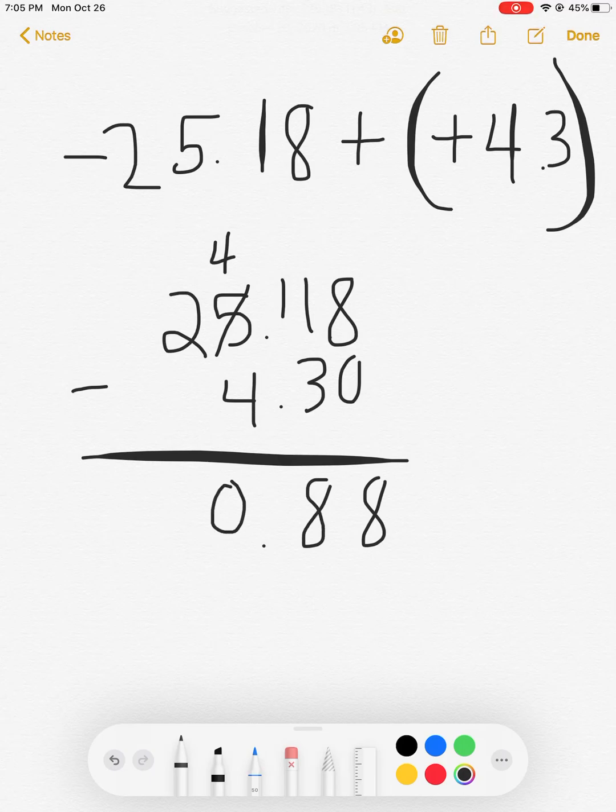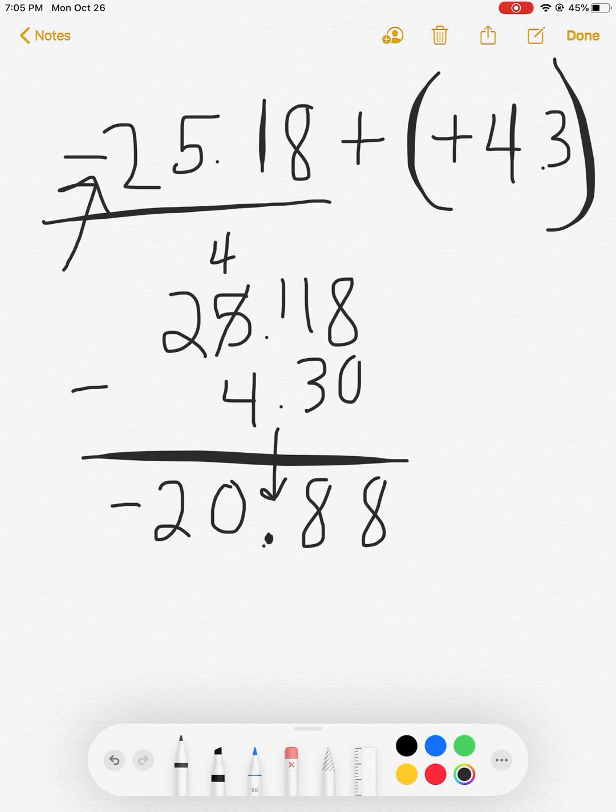4 minus 4 is 0. And 2 minus 0 is 2. Make that decimal a little bit more well known. 20.88. But do I have more positives or negatives in my start of my problem? I have more negatives. So I'm going to have negatives left over, negative 20.88.